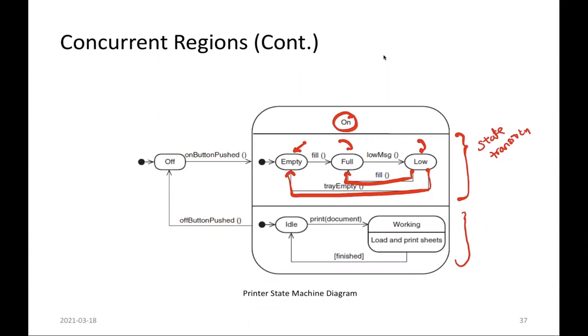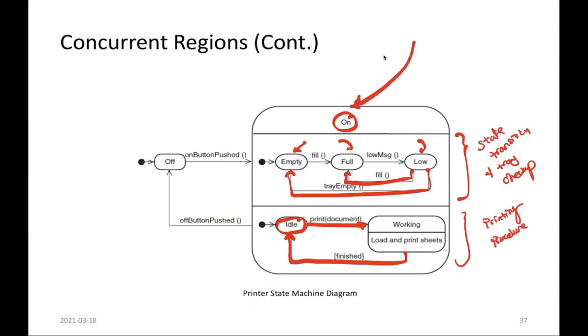So ideally, we start by idle state, and then when there's a request for printing, we go to the working state. Once this job is completed, we go back to idle state. So you can see the state transition of tray checkup, in addition to the printing procedure. They are concurrently happening within the compound state on. So that's why it's important to monitor the concurrent regions.